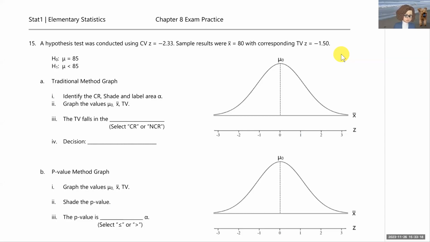Welcome back. We are going to check out now number 15. And in fact, this entire page is really about understanding the graphical representation of these hypothesis tests. So let's check it out.